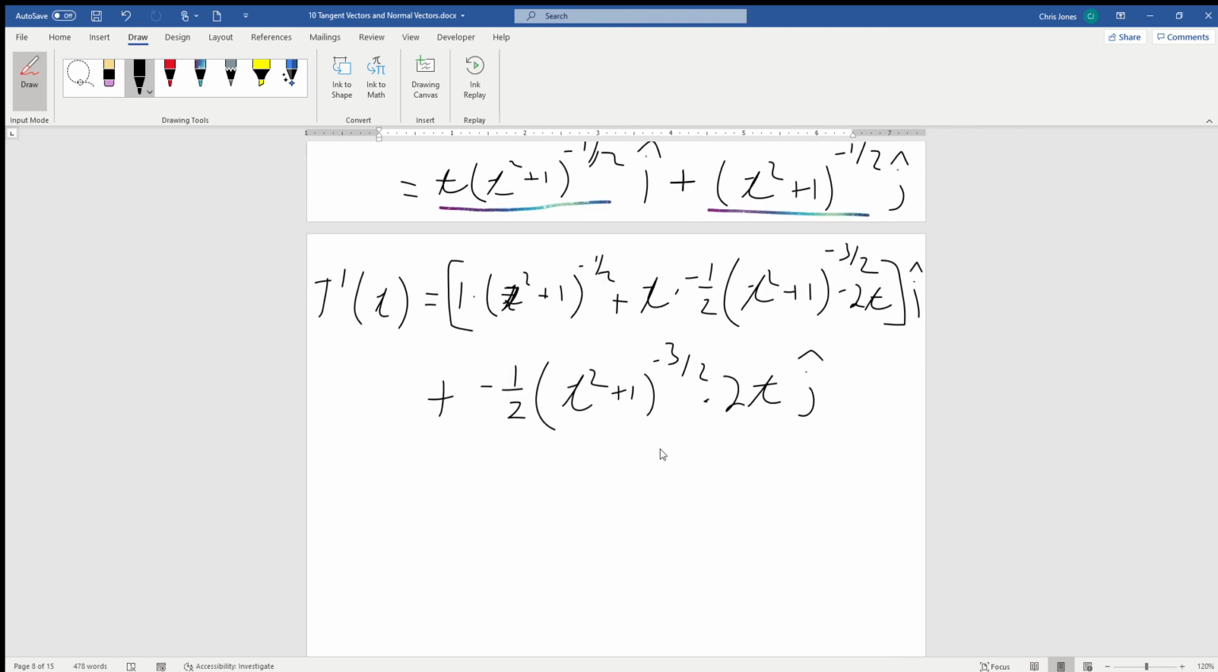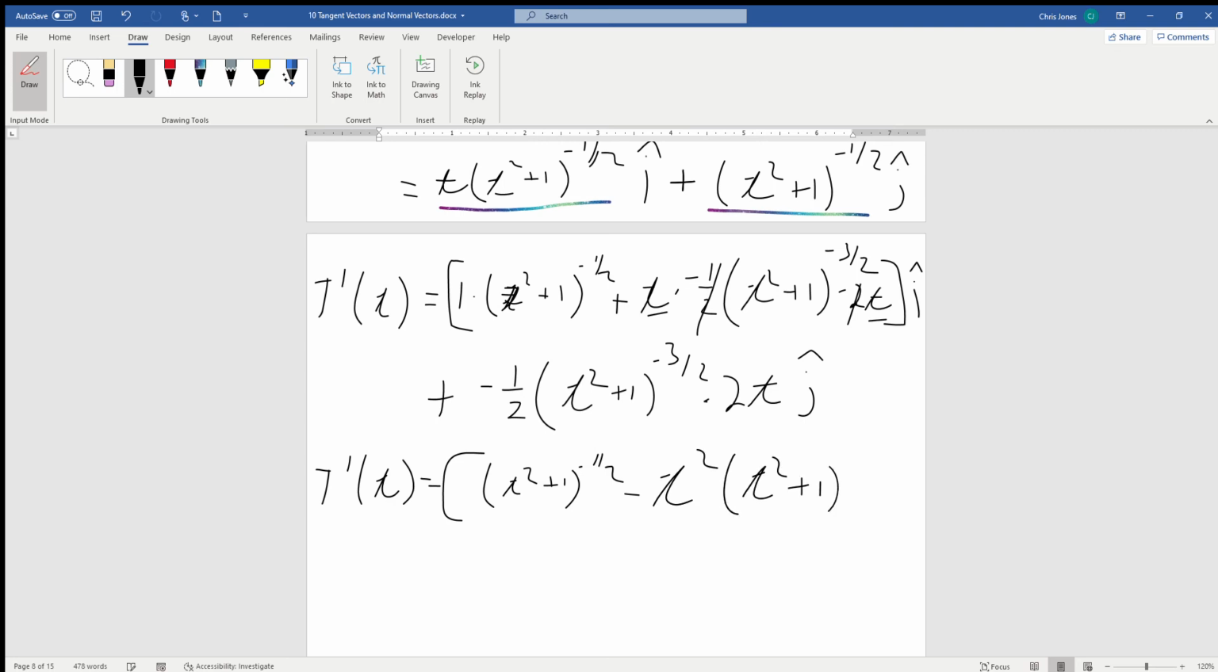Now, we can simplify this slightly. So T prime of t is going to be equal to (t squared plus 1) to the minus 1/2 minus, so we have a 1/2 and a 2 that are going to cancel. We have a t times a t, so we have a t squared, and then we have this (t squared plus 1) to the minus 3/2, and that's our i.